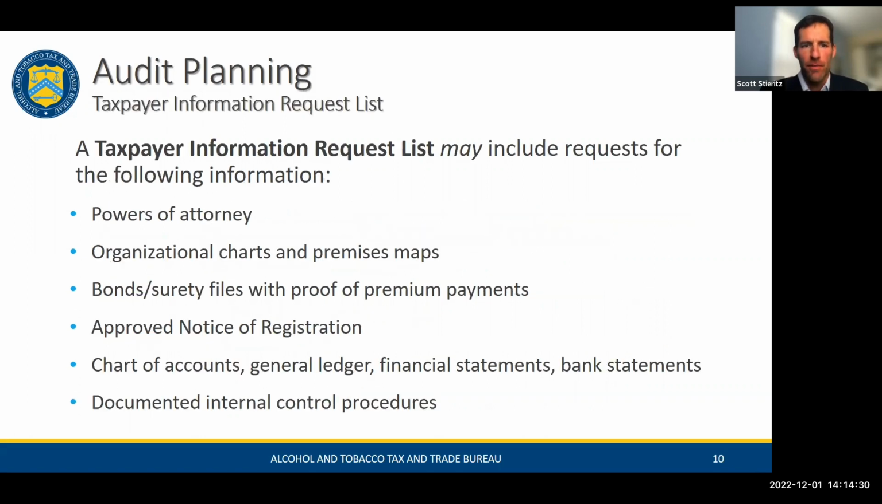Okay, as I mentioned before, the taxpayer information request list may include requests for the following: powers of attorney, organizational charts and premises maps, bonds and proof of premium payments, approved notice of registration. We typically don't ask for the chart of accounts, general ledgers, financial statements, and bank statements on distilled spirits audits, but have discussed so going forward. And then documented internal control procedures, especially on full scope audits.